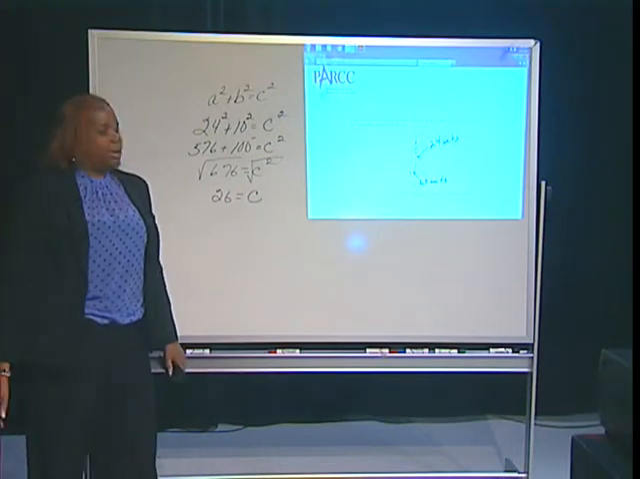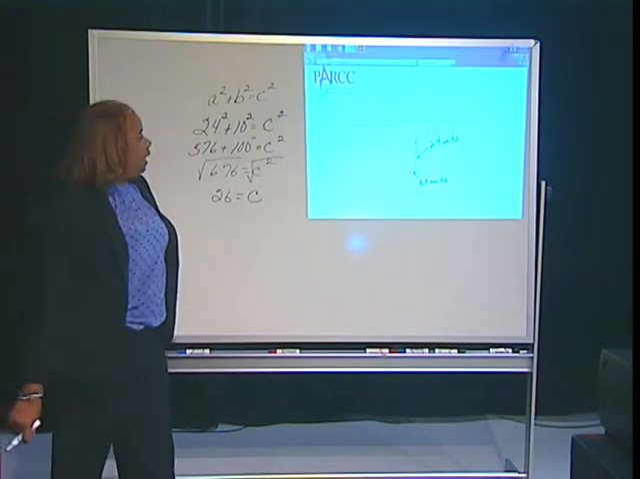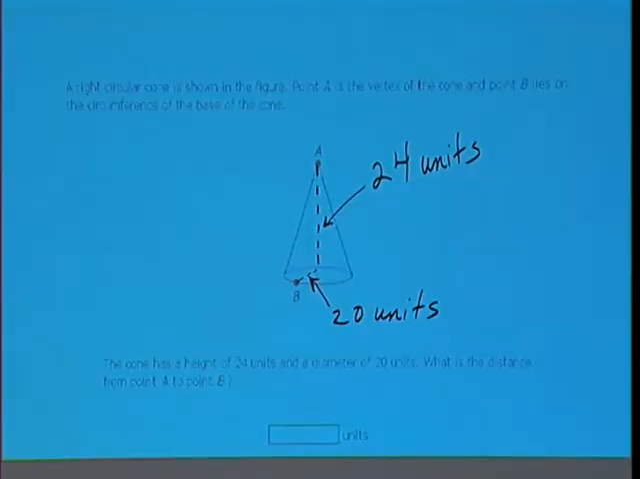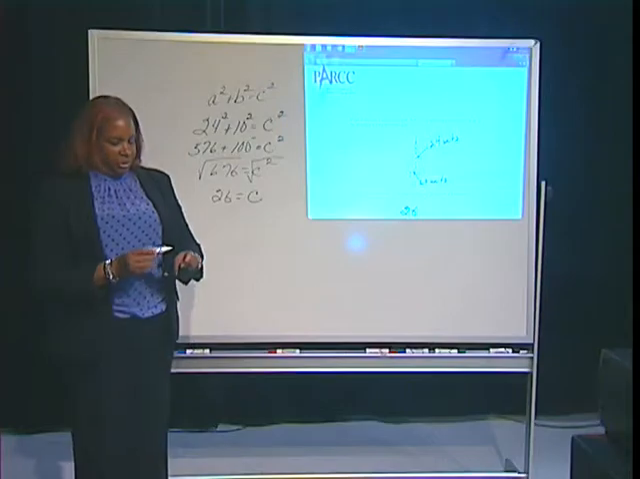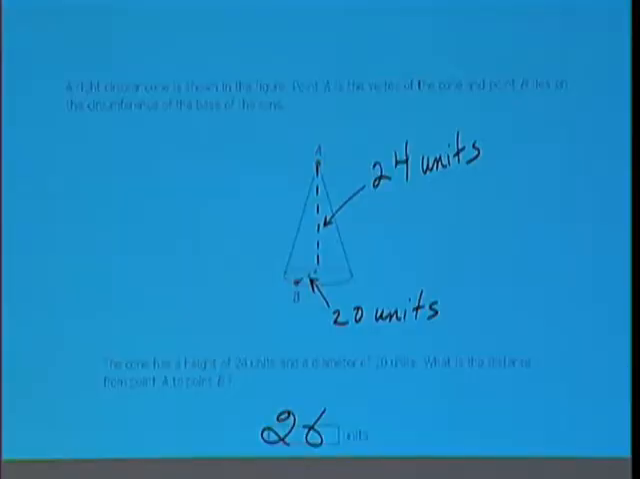So to answer that question, what is the distance from point A to point B? It will give you 26 units. All right, so that is a practice problem that we have just done working with the Pythagorean theorem.